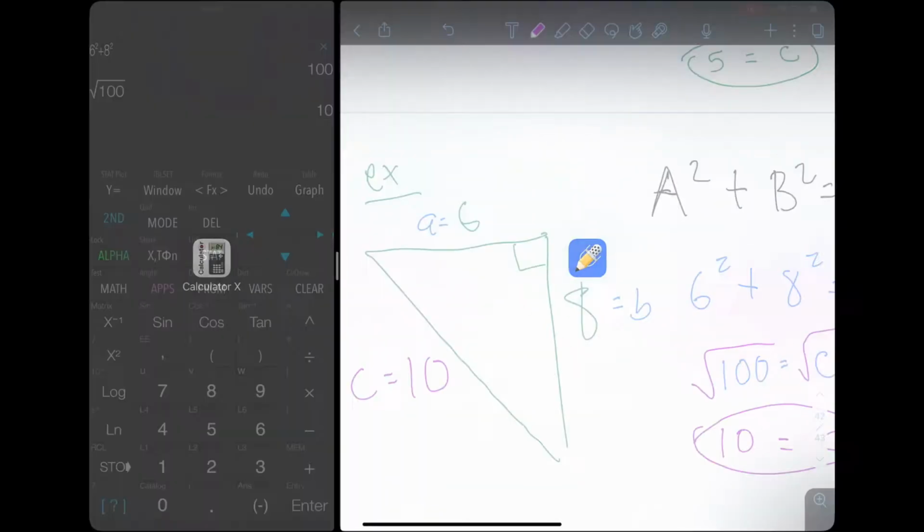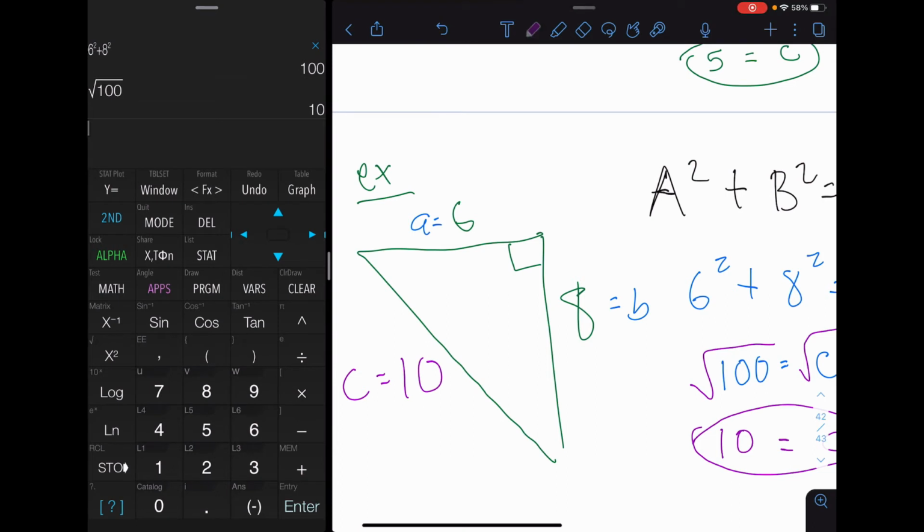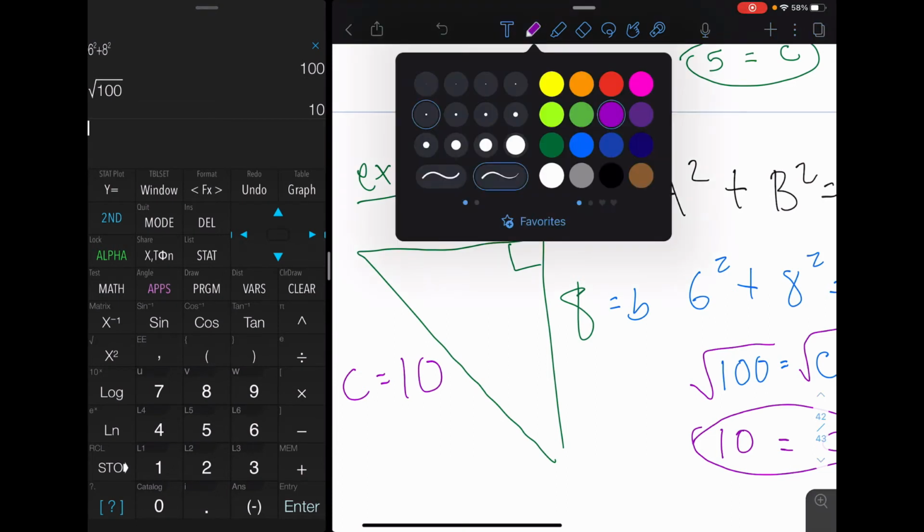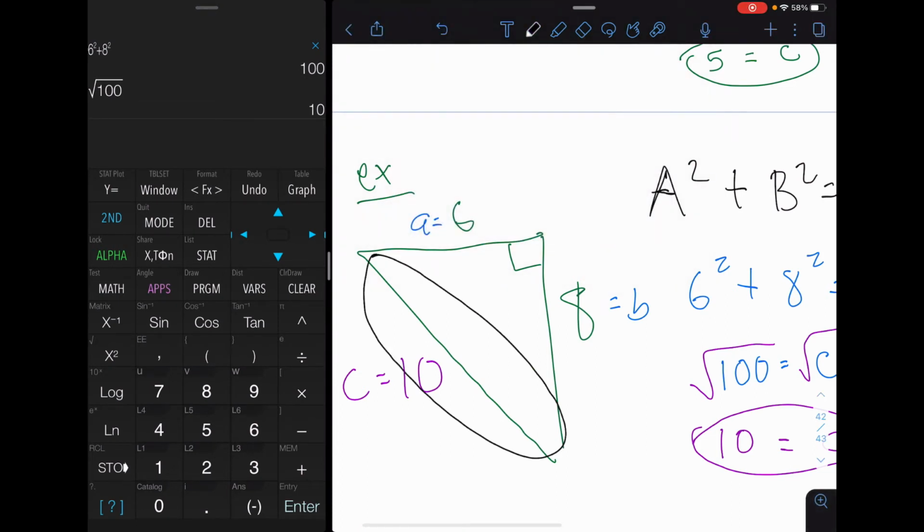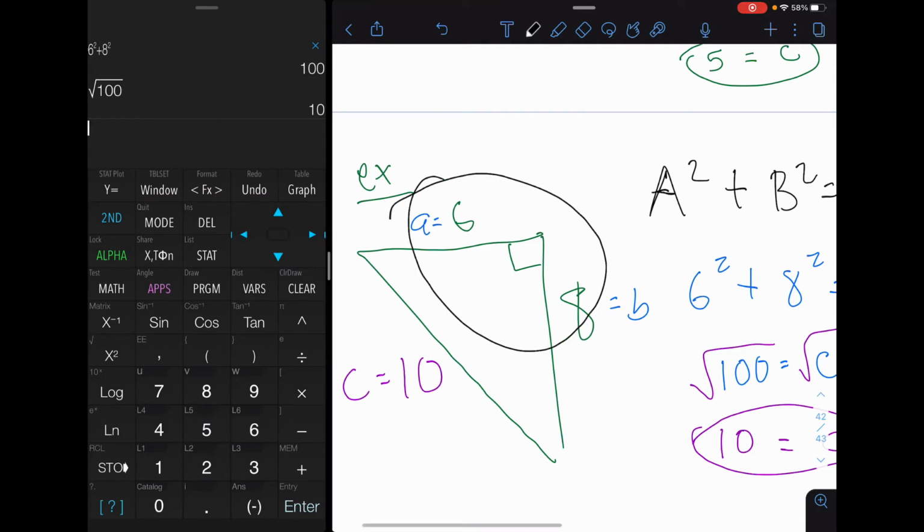Now this is correct because 10 is the longest side. Eso está bien porque 10 es el lado más grande. A and B cannot be the biggest side. A y B no puede ser el lado más grande.